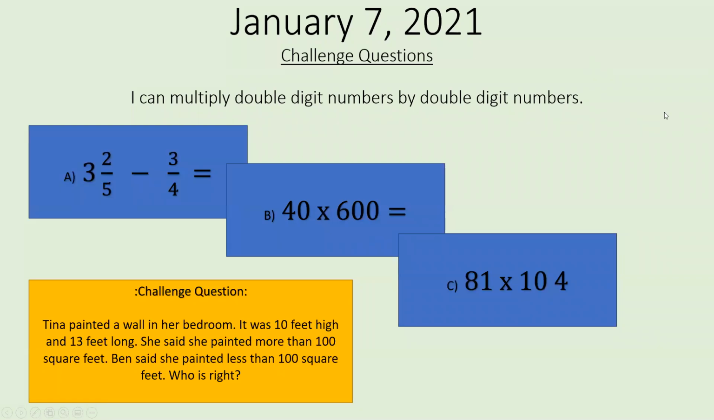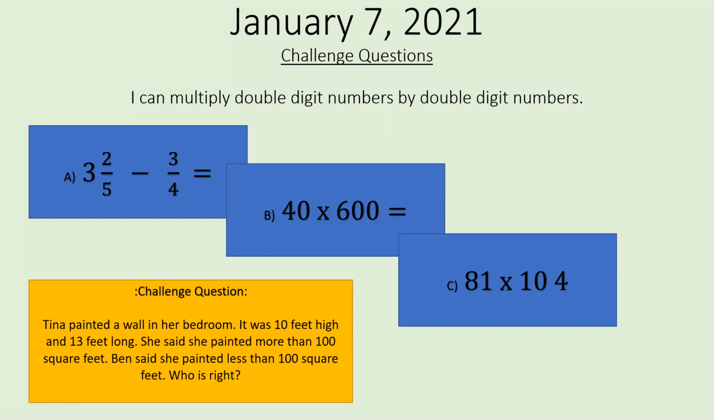All right, today's January 7th. We are finally getting into multiplying double digit numbers by double digit numbers. This is the first time in fifth grade that we are working officially on multiplication with double digit numbers. Now, this is something that you should have learned before fifth grade. You should have learned this in fourth grade.